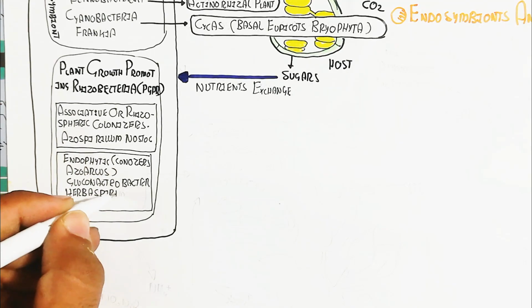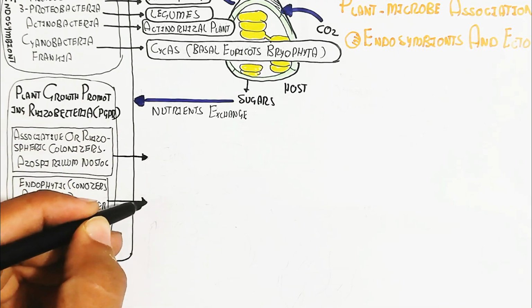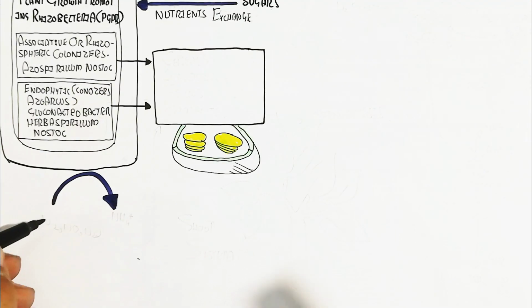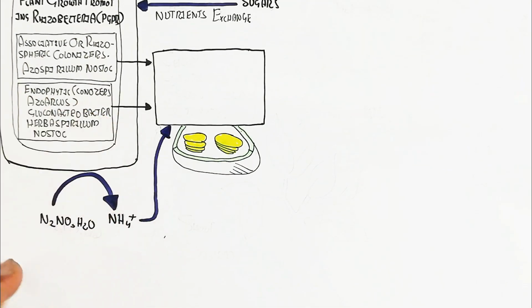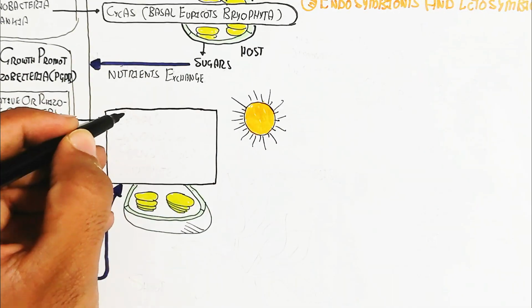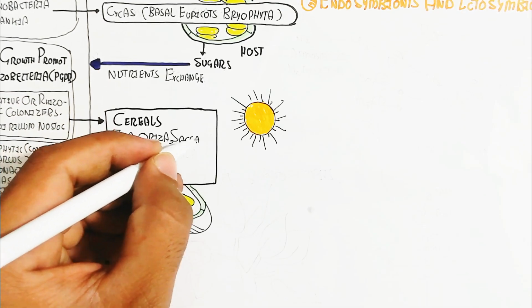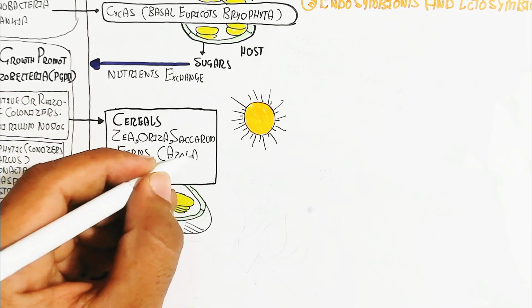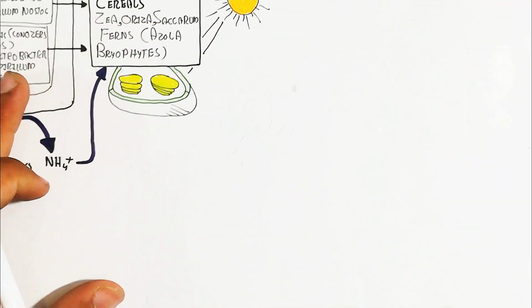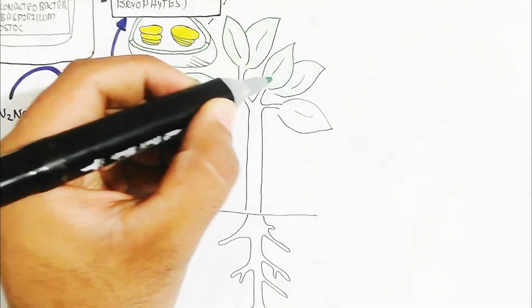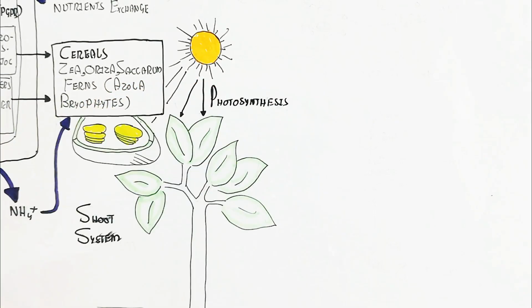are Azoarcus, Gluconacetobacter, Herbaspirillum and Nostoc, which are used for cereal crops like Oryza sativa, Zea mays, and Saccharum, the sugarcane, and for ferns like Azolla, and bryophytes also. These are also photosynthetic partners which give the sugar to the symbiotic nitrogen fixer, while the nitrogen fixer provides ammonium, fixing it from nitrogen gas.